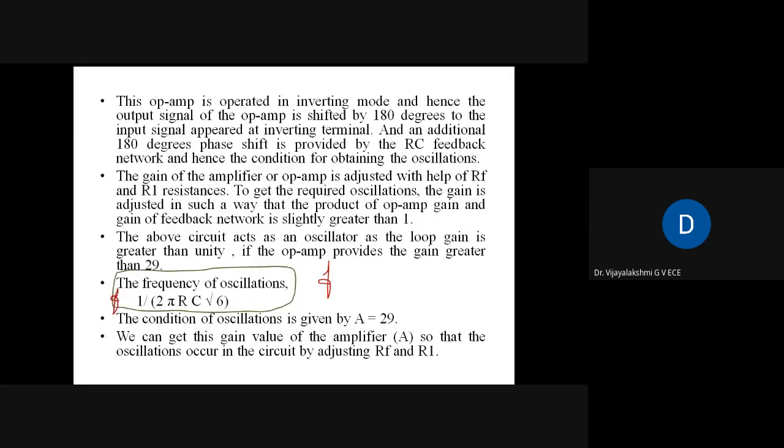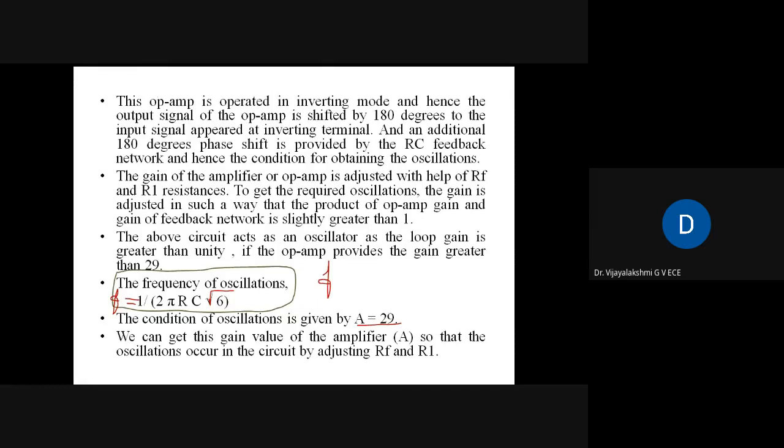F is equal to 1 over 2 pi RC root of 6. So using this, you can find out the frequency of oscillation for this oscillator. Here, whatever I explained the previous time, the same thing is being given. Gain is 29 and beta is 1 over 29.